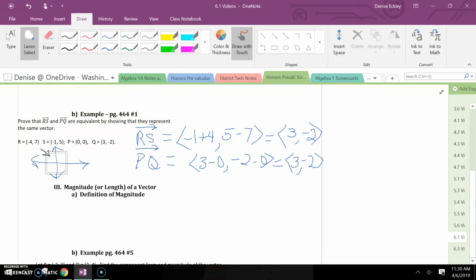Let me do that again. The software is not letting me do it. Okay, there it is. So you can see roughly they are in the same direction. So they are the same vector.